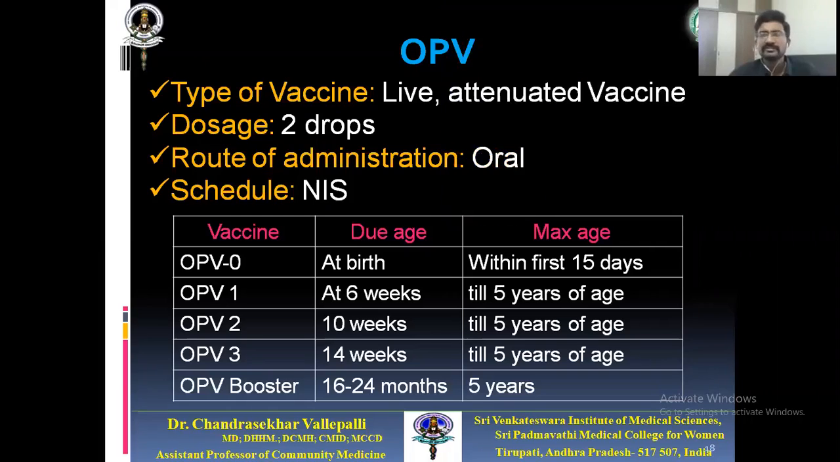Along with this, other vaccines we also give, like previously DPT, now changed to pentavalent, right? Then OPV 1, 2, 3 can be given up to 5 years of age. That is the maximum. Then the booster dose of OPV we will give at the age of 16 to 24 months. Again, the maximum age is 5 years that we can give this OPV.